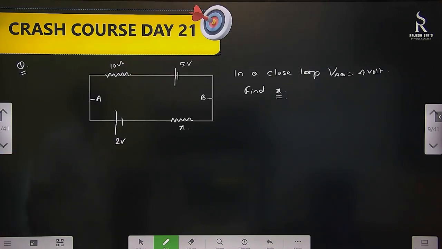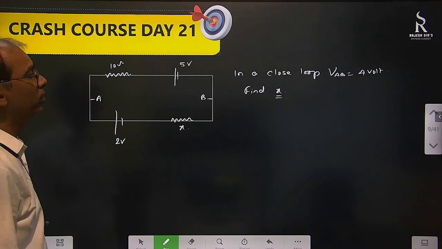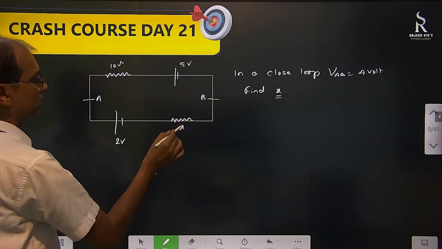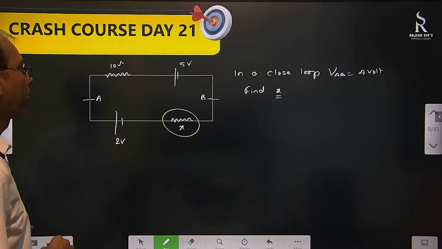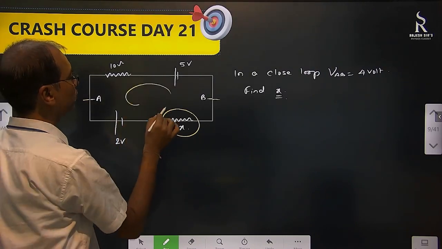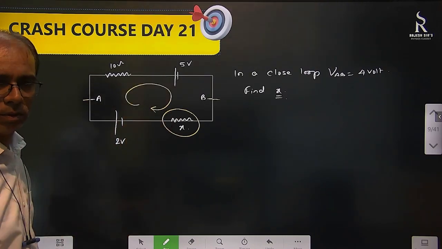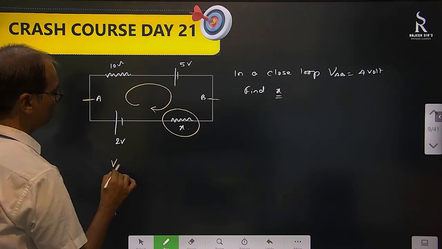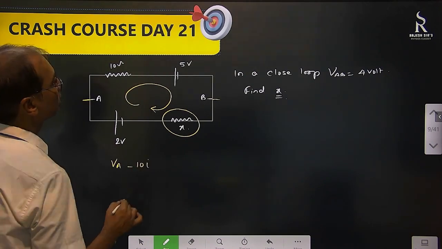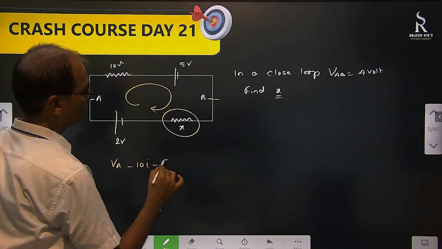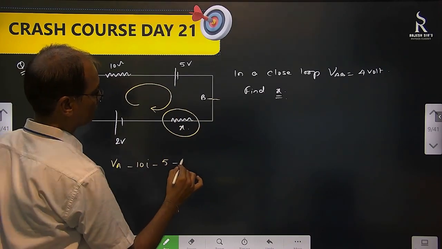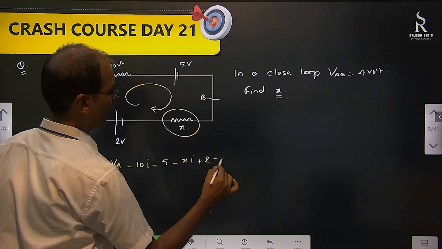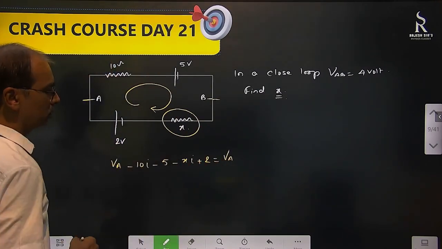See this one now. One more question is there. In a closed loop, VAB equal to 4 volt. Okay, VAB equal to 4 volt. So find X. Why don't we use Kirchhoff's loop law like this? Let's see what's coming. Let's start from A. So VA minus 10I. From here higher to lower, so minus 5, minus XI plus 2 equal to VA.